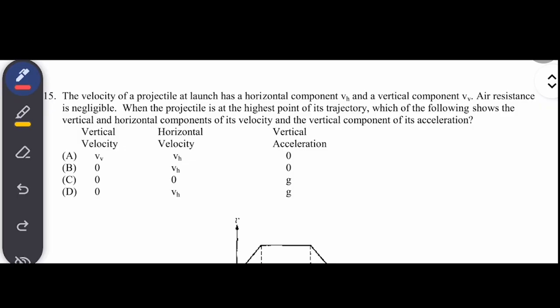Today we'll be going over question 15 in the MIT AP Physics 1 workbook. That'll be in the description down below for you guys to follow along. And with that said, let's go on with the problem.